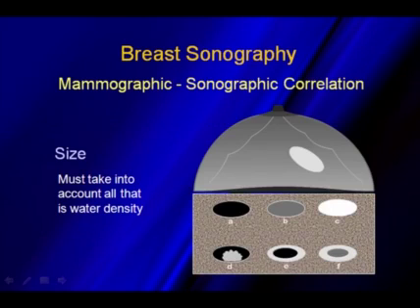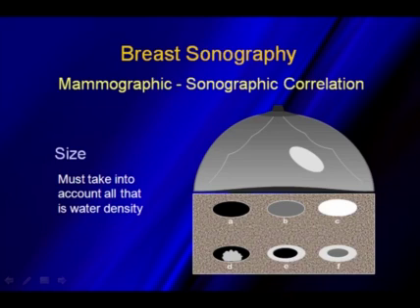So the first thing is looking at the size. When you're looking at the size of a lesion, take into account everything that's a water density on the mammogram. So I know that I'm going in to look for a 2 centimeter lesion on the mammogram, and when I'm scanning, all I can find is a 1 centimeter cyst. Well, if that 1 centimeter cyst is surrounded by a little island of fibrous tissue, that may be why your size does not match up.